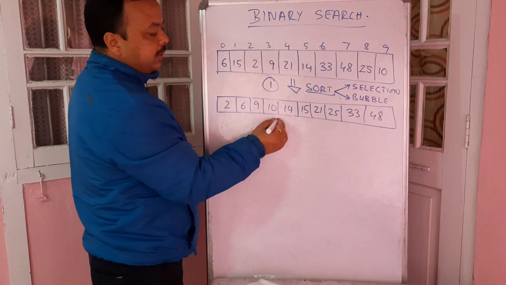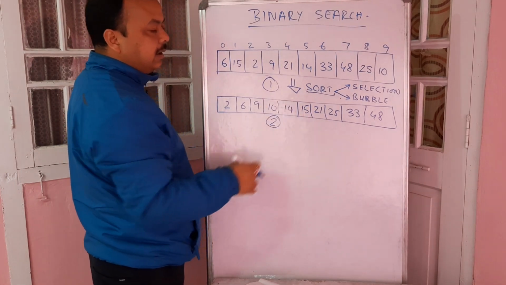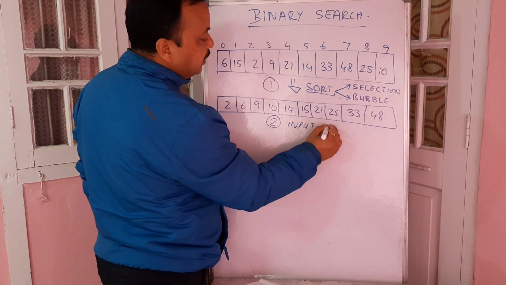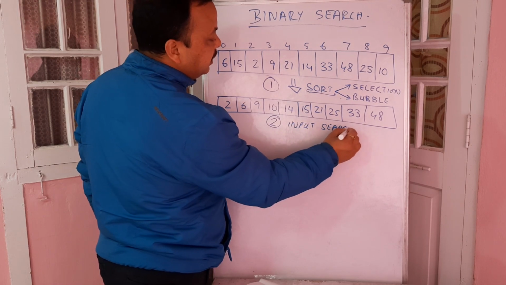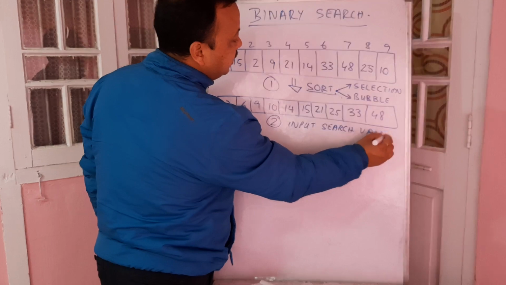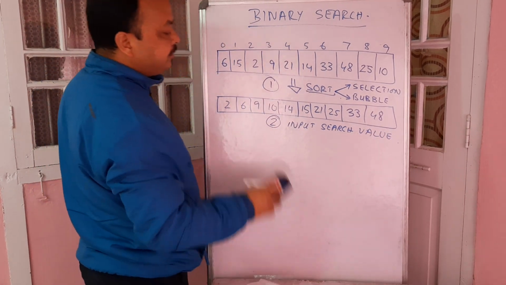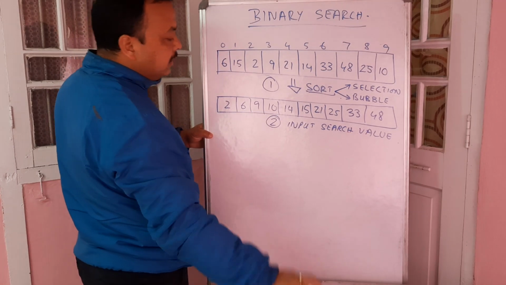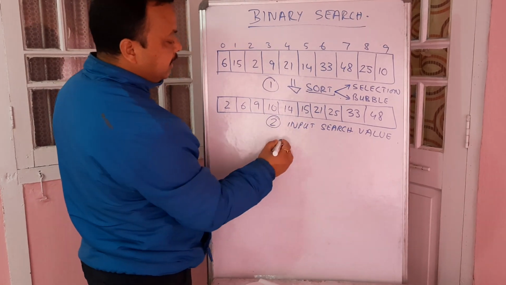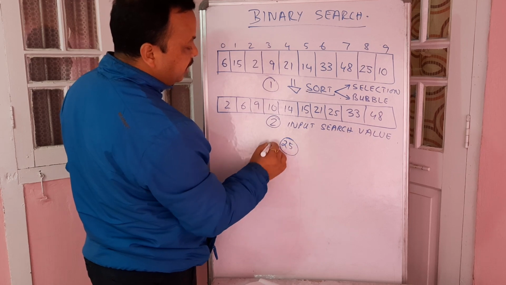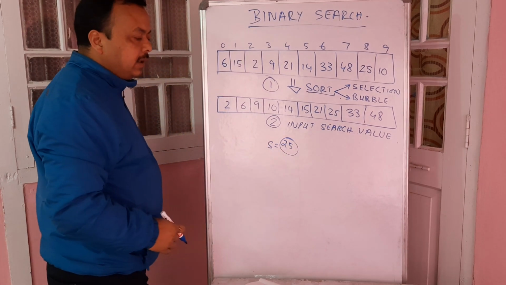The second step is to ask for the number. So input the search value. Once you get the search value, let's say the search value is 25. Let's say this is what you're searching for. S is equal to 25.